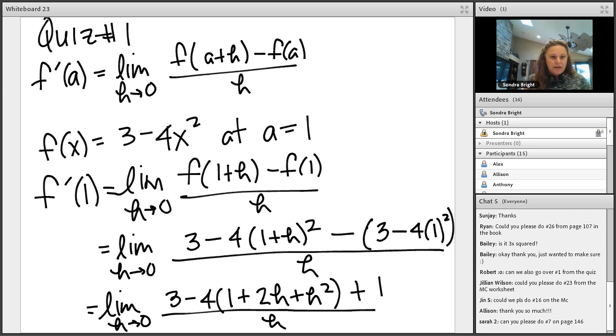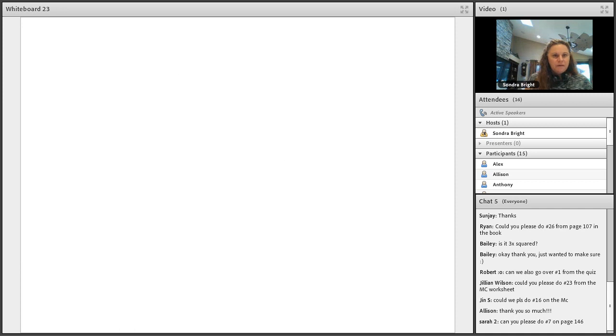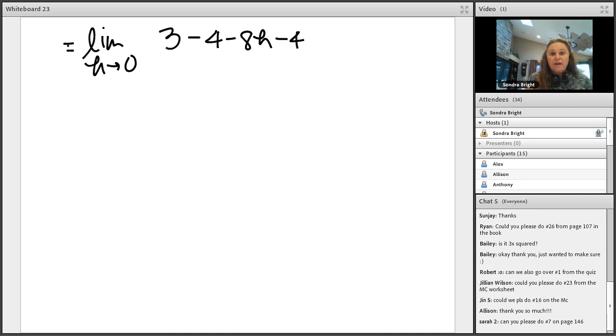All right, so now I had, almost right, this is the limit as h goes to 0 of, it was a 3, I'm going to distribute that -4, so -4 minus 8h and minus 4h squared. So don't forget to distribute that -4 into all 3 terms of that expansion, and then all over h.